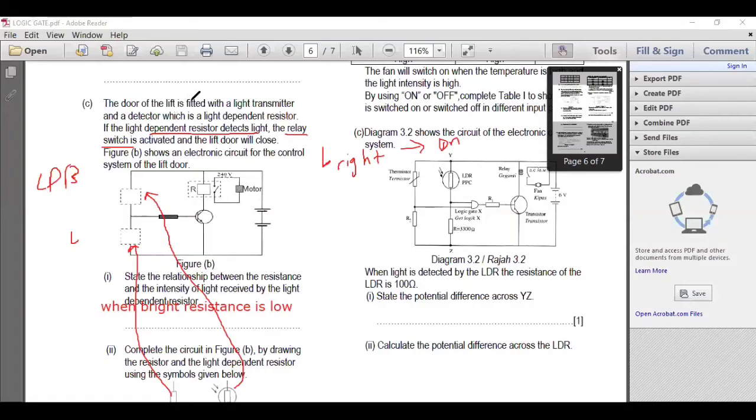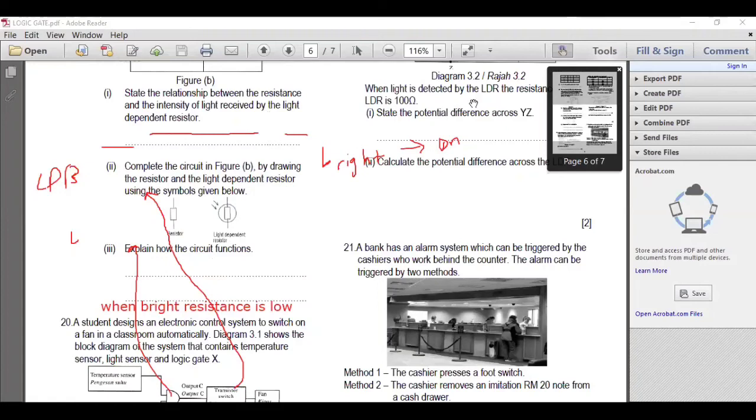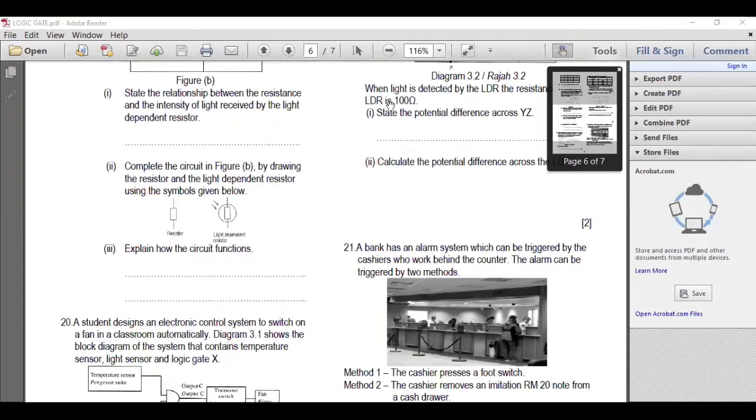Okay, so explain how the circuit functions. This one is only 2 marks. So very simple. You just say, when bright, the resistance of LDR is low. Because of that, there is base current and collector current.